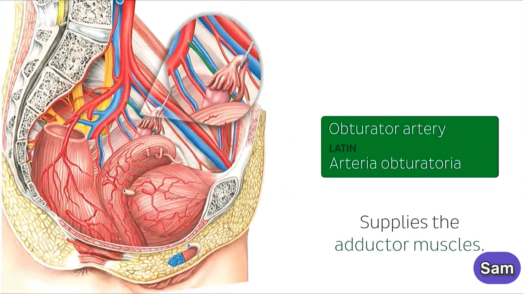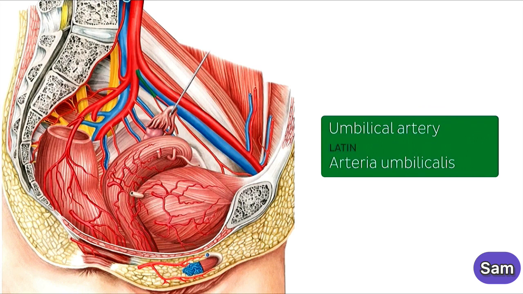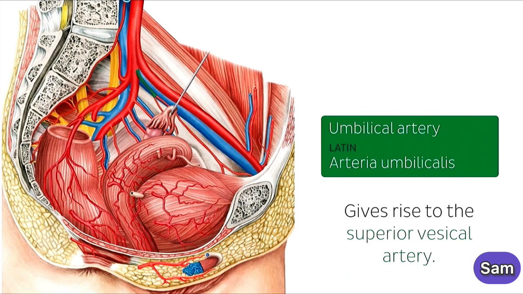The umbilical artery, like the other branches of the internal iliac artery, is a paired artery. This means you have a left and right umbilical artery. It gives rise to the superior vesical artery. In adults, the umbilical artery is obliterated between the bladder and the umbilicus. Here, a fibrous remnant remains, forming the medial umbilical ligament.